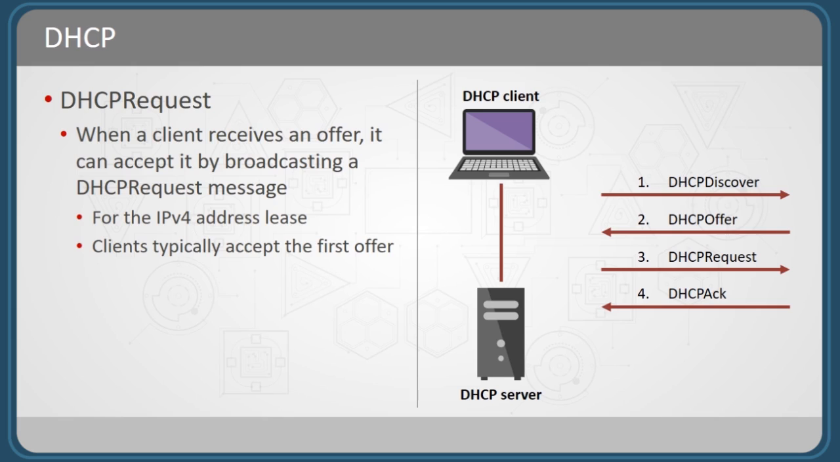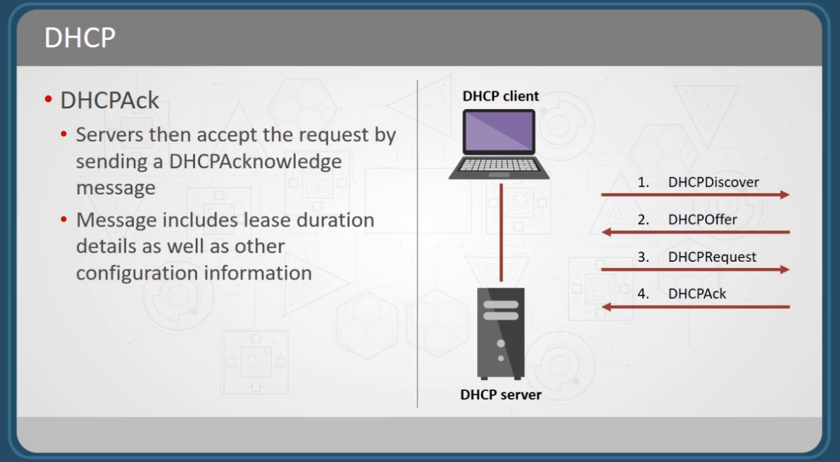So again, in the event that there are multiple DHCP servers, the client will typically accept the first one it received, at which point the other servers will withdraw their offers. So things start to quiet down a little bit, but these are still broadcasts because you still do not have the IP address yet.